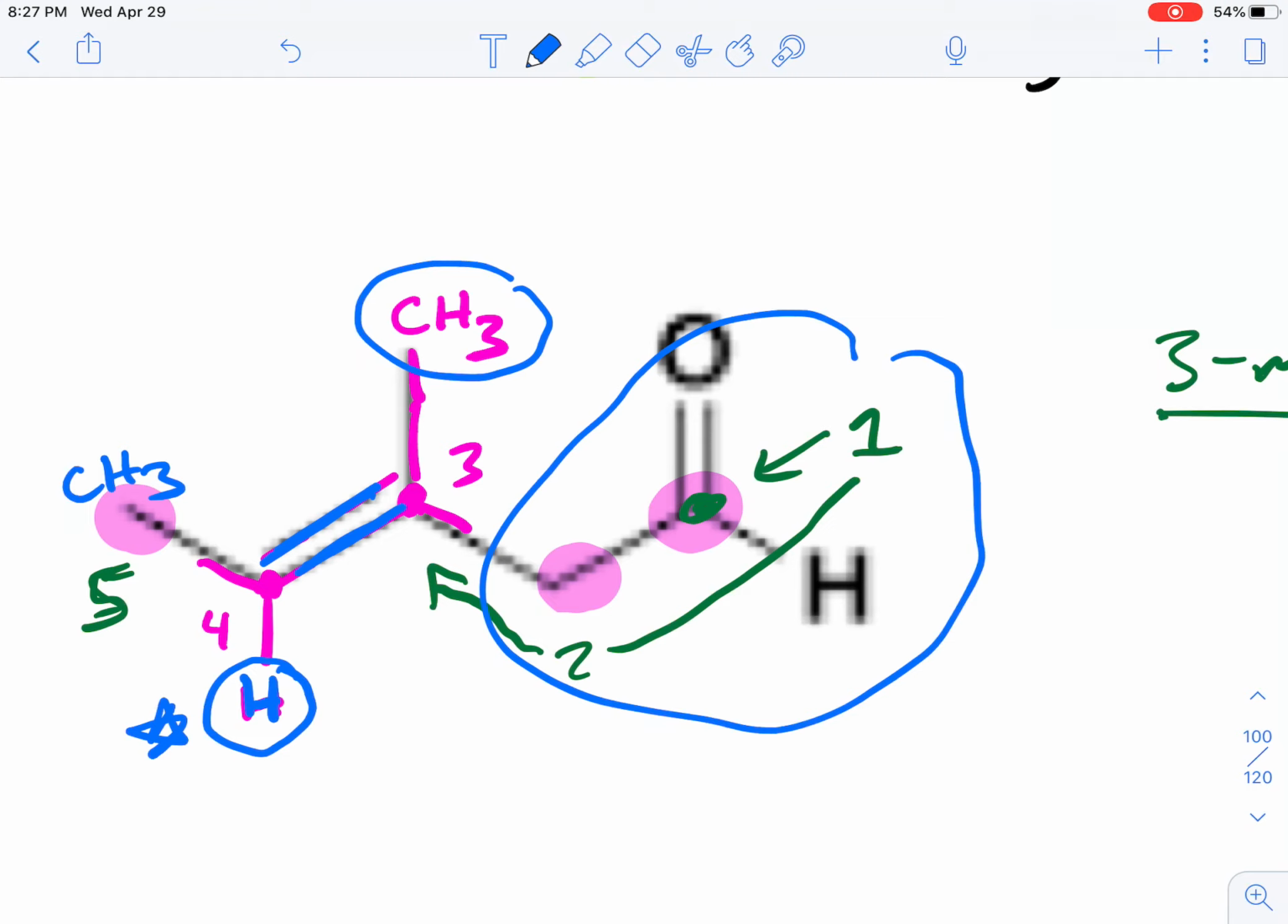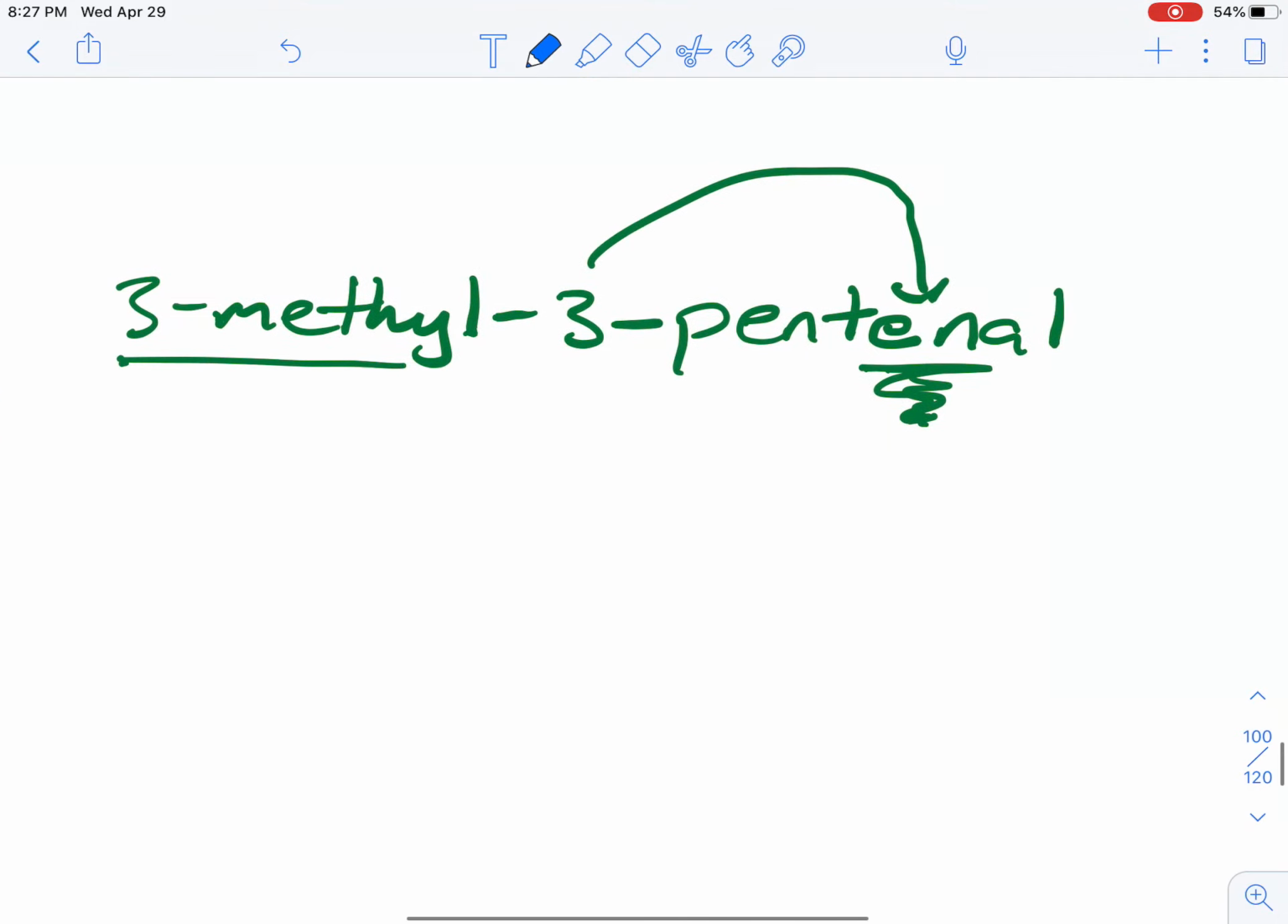And so we're not going to be concerned with what it's supposed to be. There is another geometric isomer. It's called E and Z. And so E and Z isomerism is not something that we're going to cover in this semester. And so if you guys just have one hydrogen on only one side of the carbon and nothing on the other side, just leave it alone for now. And our final answer is going to be 3-methyl-3-pentanal.